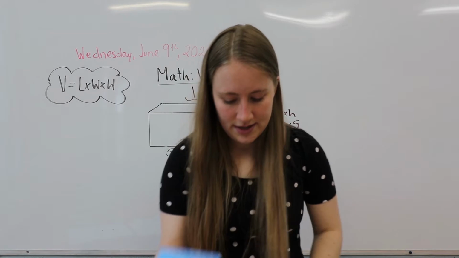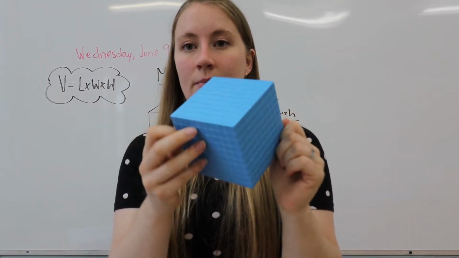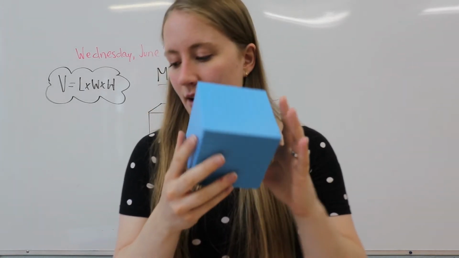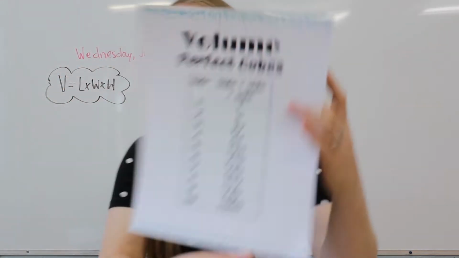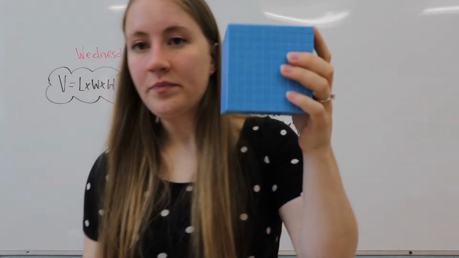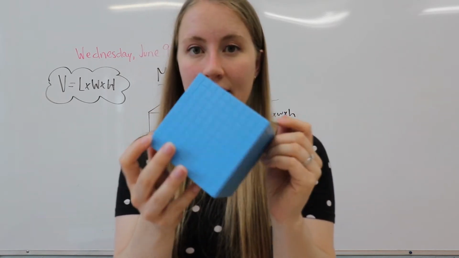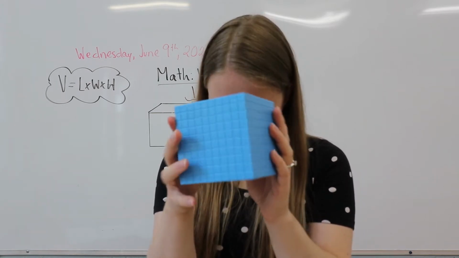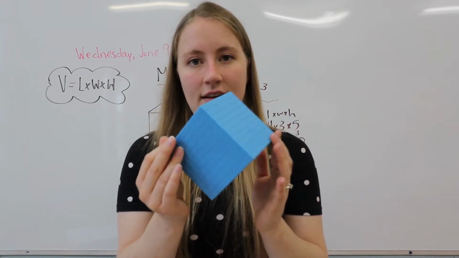So now, what if we have this? So this is my base 10 cube, and it's 10 by 10, okay? And we know from our perfect cubes, if each side is worth 10, then this cube is worth 1,000 centimeters cubed, okay? So 10 times 10 times 10 equals 1,000. So this is worth 1,000 centimeters cubed. So what is this worth in milliliters then?